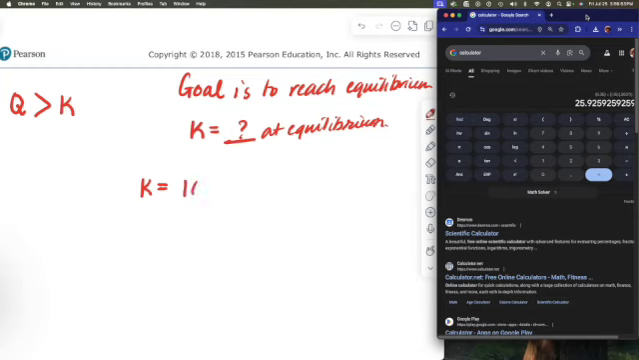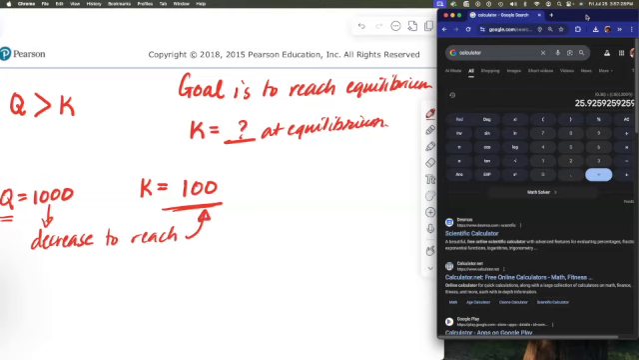Let's say our value of K is 100, okay? And then I have Q here being 1,000, okay? Our standard is 100. We want our equilibrium constant to be 100. Well, sorry, our equilibrium constant is already 100. We want the calculation to yield 100. Since our reaction quotient is bigger than 100, it's at 1,000, our goal here is to somehow decrease to reach this number right here, correct? Because this 1,000 is bigger than 100. If we can decrease it, we can reach 100, okay?